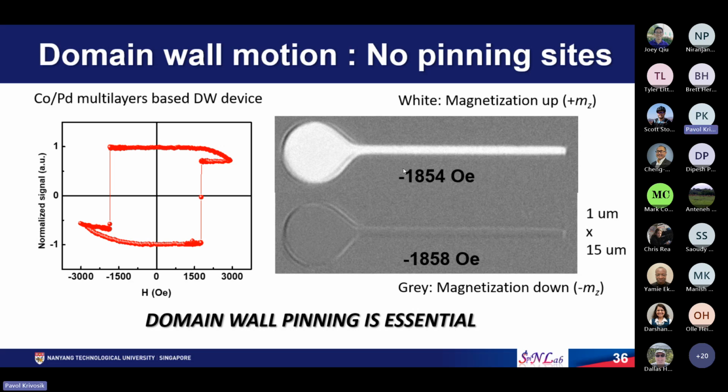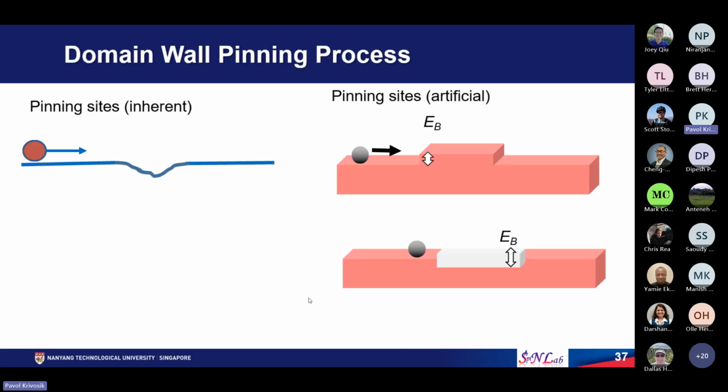Then we went all the way to negative 1854 Oe. Magnetization still remained in the up direction. And when we changed the magnetic field slightly, just 4 Oe, this whole device changed the configuration from magnetization up to magnetization down. So we could not stop the domain wall. During this time, there should have been some reverse domain and it would have moved very fast. If there were some pinning sites, this domain wall would have stopped somewhere here, but we couldn't stop it because there's no pinning site. So this indicates that domain wall pinning is important for achieving multiple resistance states in a synaptic device.